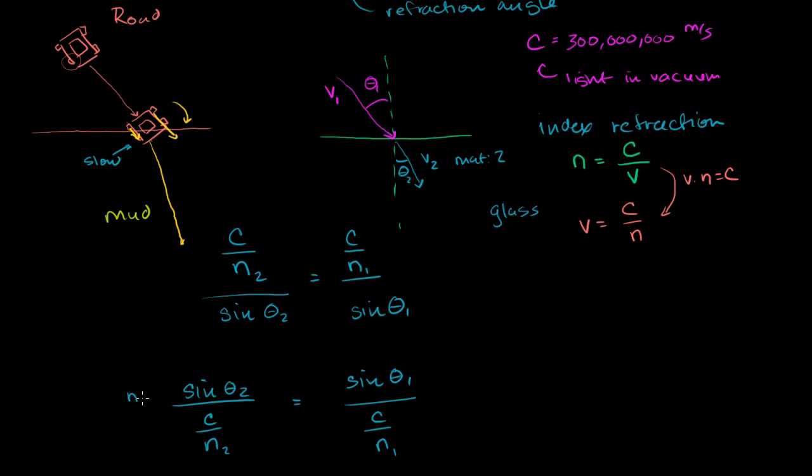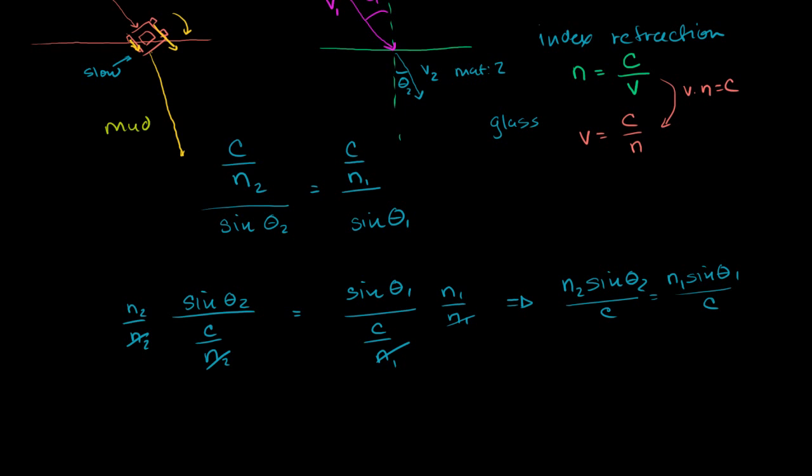So if we multiply n2 over n2, we're not changing it. This is really just going to be 1. But this guy and this guy are going to cancel out. And let's do the same thing over here. Multiply the numerator and the denominator by n1. So n1 over n1. That guy and that guy are going to cancel out. And so we get n2 sine of theta 2 over c is equal to n1 sine of theta 1 over c. And now we can just multiply both sides of this equation by c.